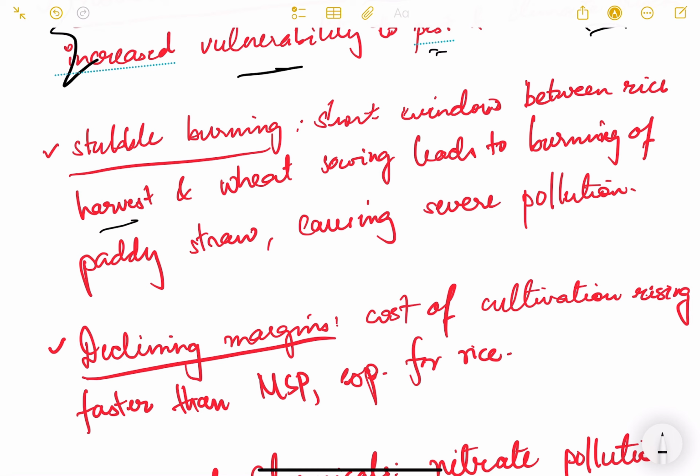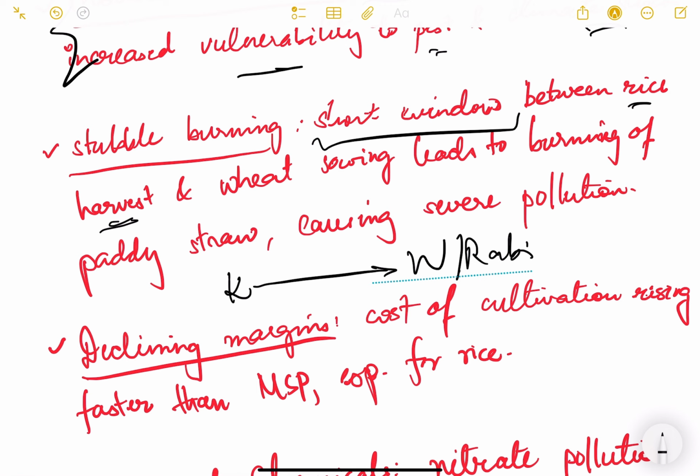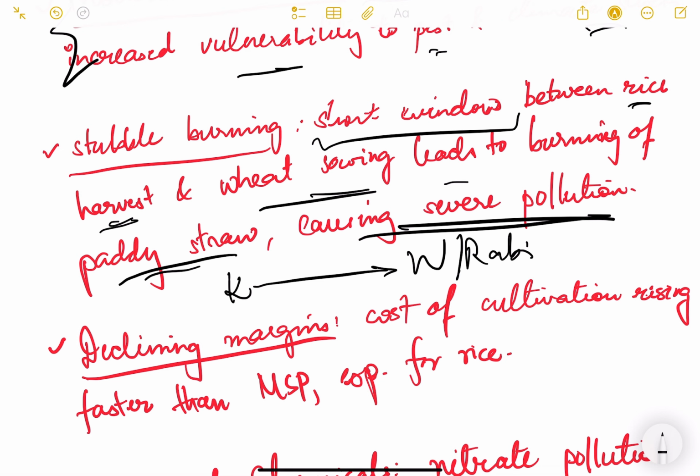There is a short window after the rice harvest, because rice is grown in kharif, right? And after it is harvested, immediately in winter people will grow wheat during the rabi season. So there is a very short window between these two seasons. This short window between the rice harvest and the wheat sowing season leads to burning of paddy straw, causing severe pollution. So we see that the Delhi air pollution problem is also because of this, because people don't have enough time to remove the paddy stubble from the field and then grow the wheat. So what they do is burn it, so that it also provides a kind of organic fertilizer to the soil, and at the same time the labor cost is reduced.